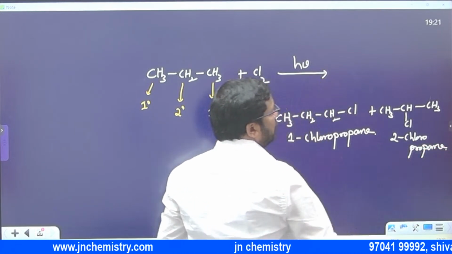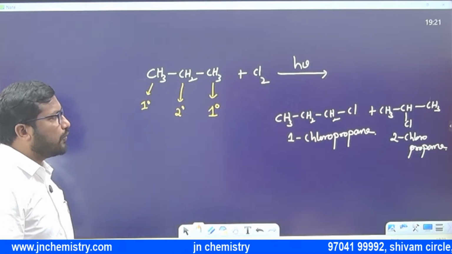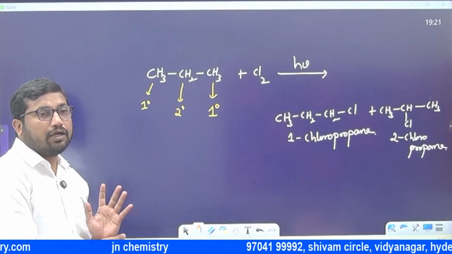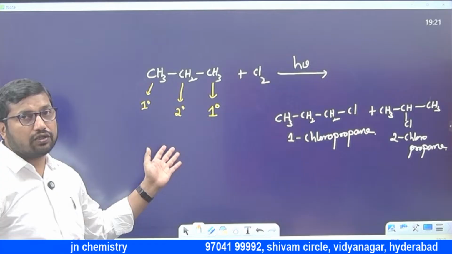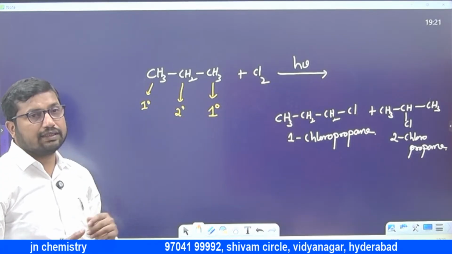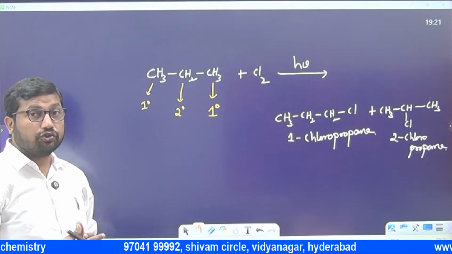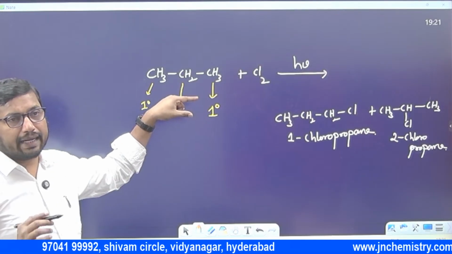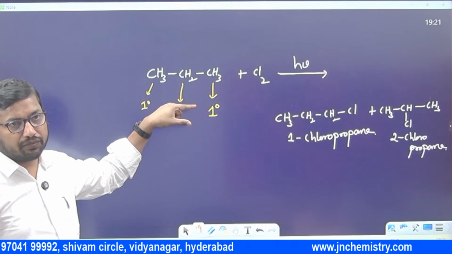2-chloropropane is also possible. 1-chloropropane, 2-chloropropane. But how much percentage of the product is 1-chloropropane forming, and how much percentage of 2-chloropropane is forming? How should we know? Chlorine is more reactive, less selective.